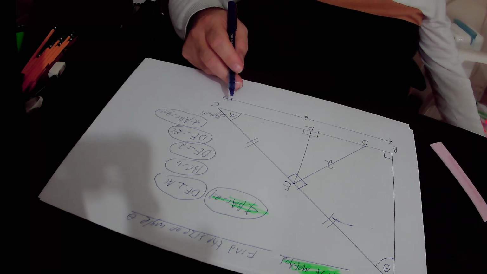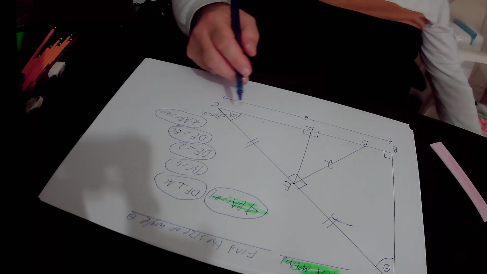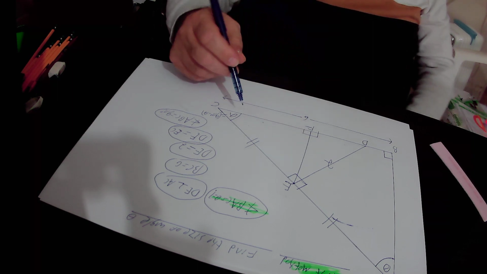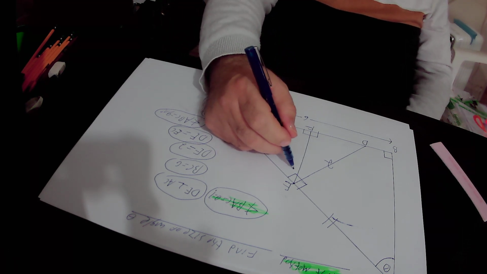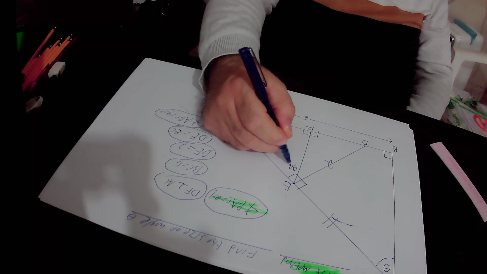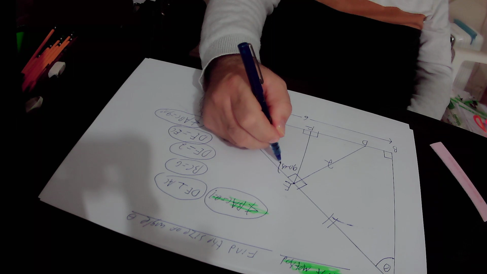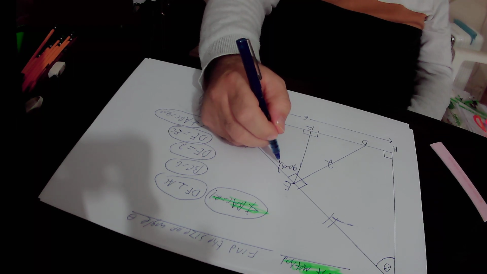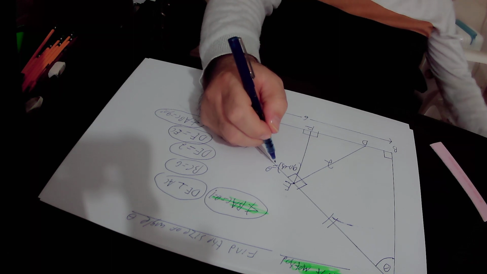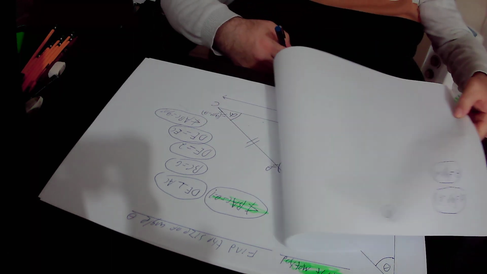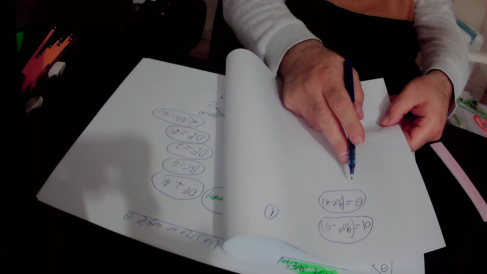Here we have the right triangle EFC. In the right triangle EFC, this angle equals alpha. So if this angle equals alpha, this angle must be equal to 90 degrees minus alpha, because it completes the sum of the angles, 180 degrees. And 90 degrees minus alpha is theta.